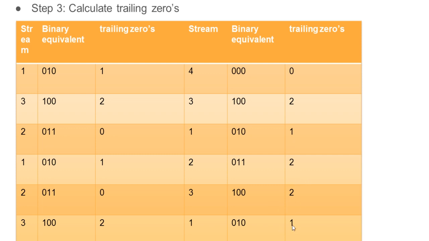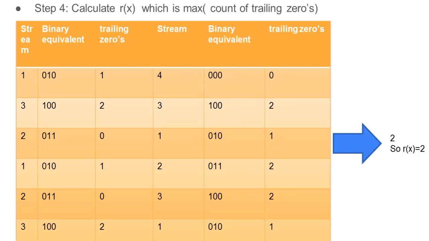Okay, so we have done it. Next, what is our next step? We have to find the maximum of trailing zeros. So R of x is the maximum of the count of trailing zeros. So you know the maximum among 1 2 0 1 is 2 over here. Okay, so R of x will become 2.